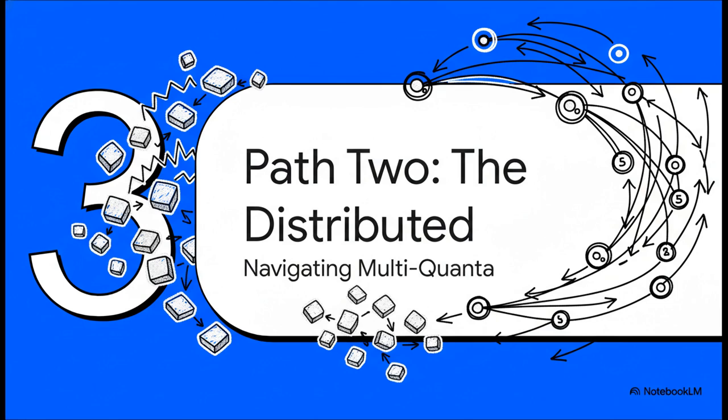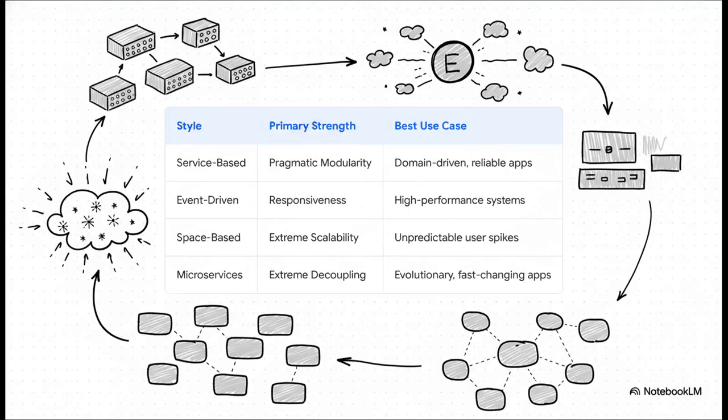But what happens when your system's needs are more complex? What if one set of rules just isn't going to cut it? Well, that's when we have to venture down path number 2, the world of distributed architectures, the land of multiple quanta. And oh man, this is where things get really, really interesting. Now we're talking about multiple services that have to talk to each other over a network.